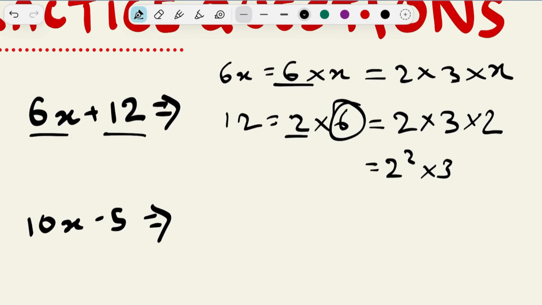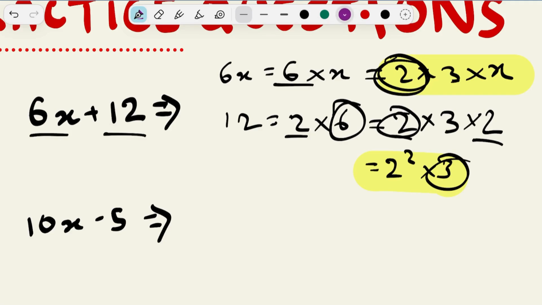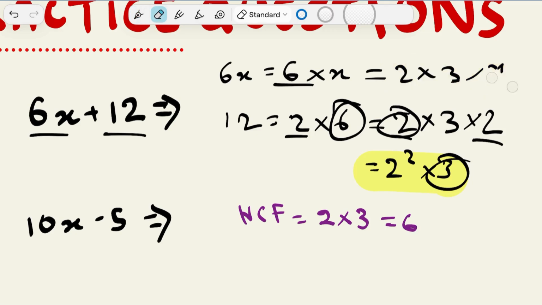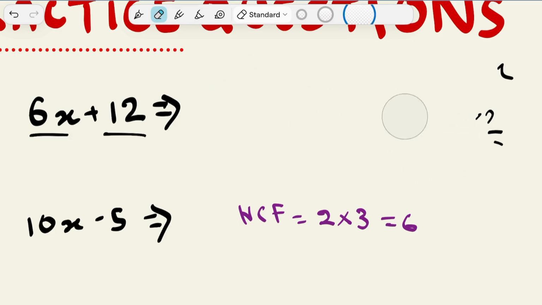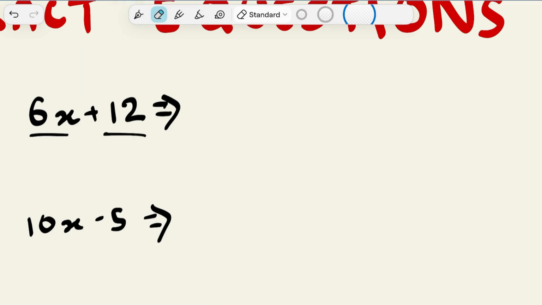Great. So now we're going to find the common factor between this and this. We know that 3 is a common factor, and we know that 2 is a common factor because 2 squared is equal to 2 times 2, right? And we see a 2 here and a 2 here. So the HCF is equal to 2 times 3, which is equal to 6. Okay. Now we're going to remember that the HCF is 6, and we're going to use that to factorize.